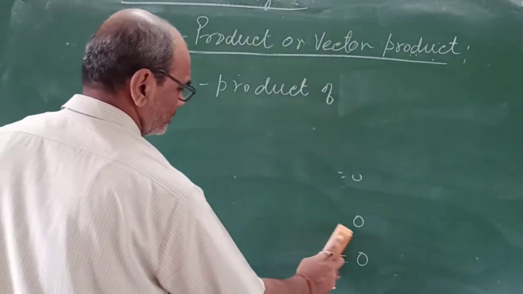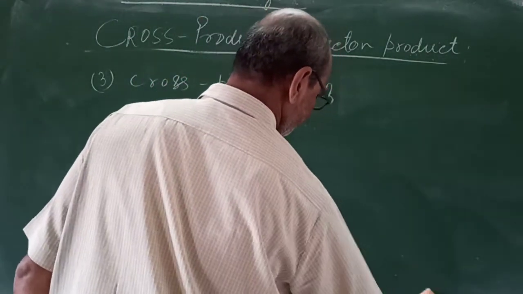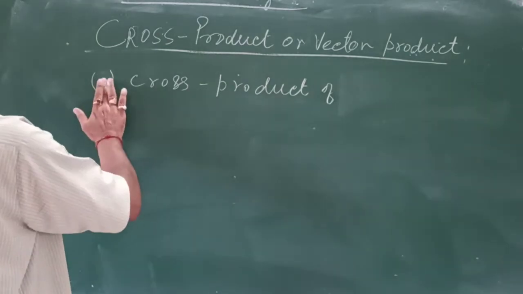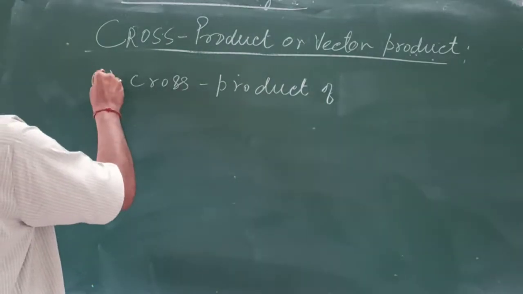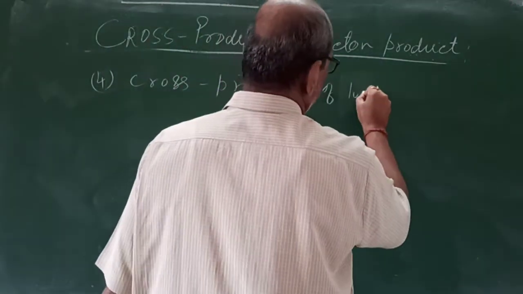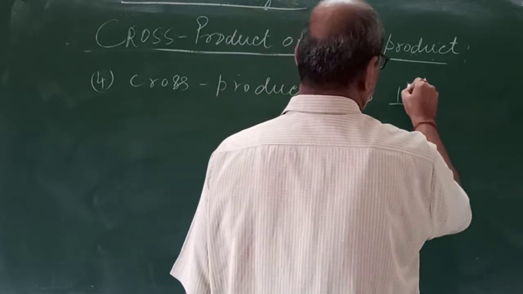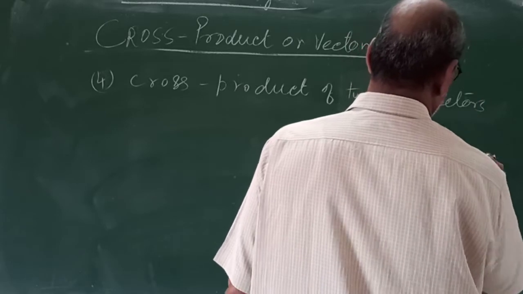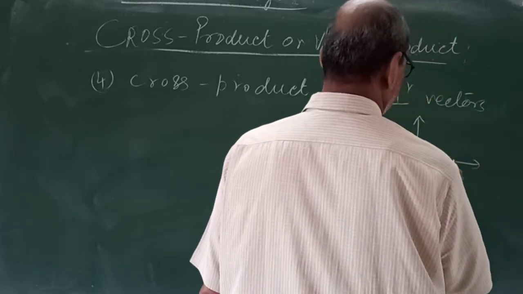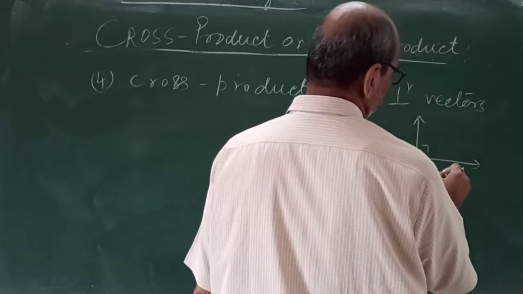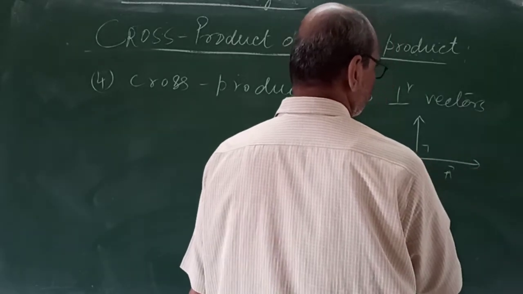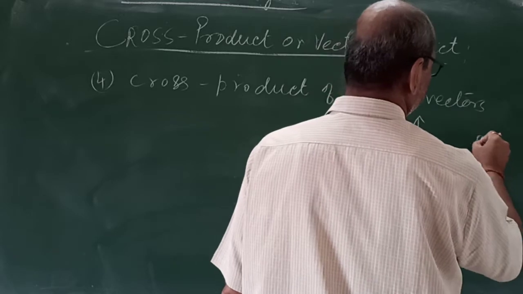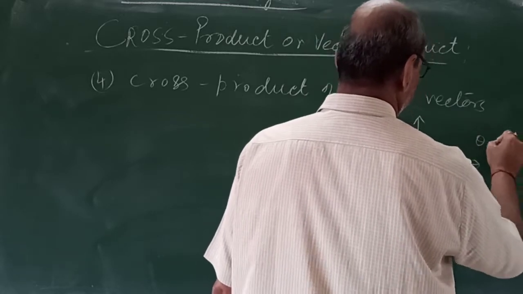Property number 4. Cross product of two perpendicular vectors. Vector A and vector B are at right angle to each other. In that case, theta, the angle between vector A and vector B, is equal to 90 degrees.